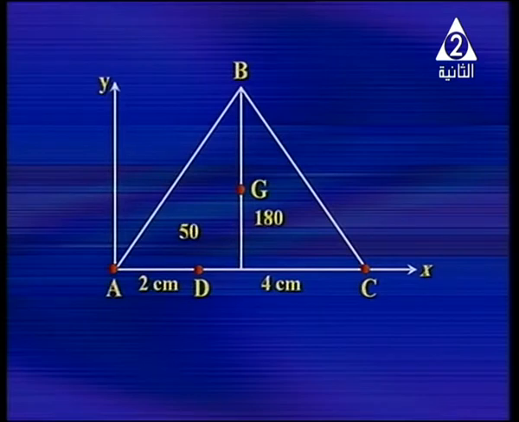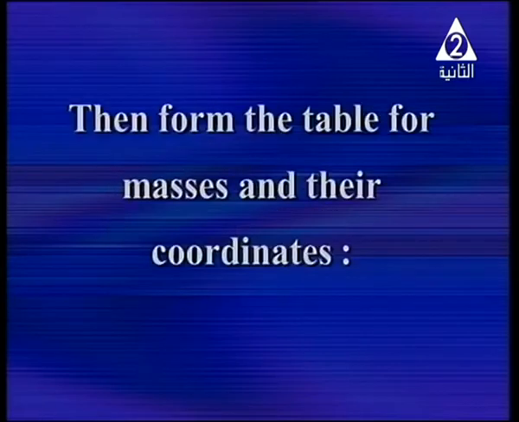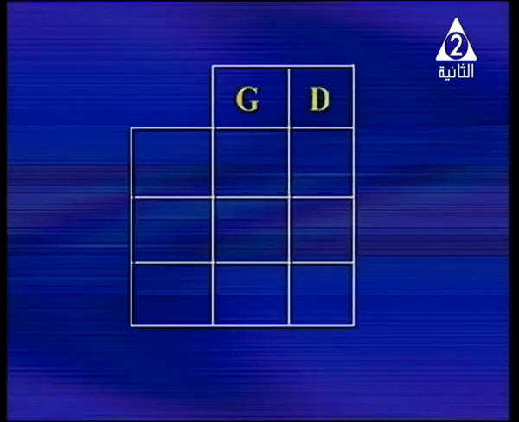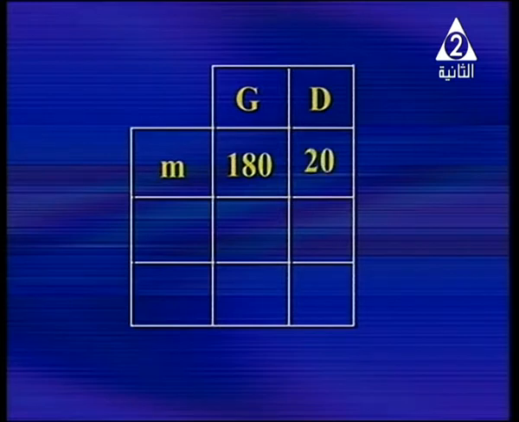Then, 180 is the weight or mass of lamina ABC. Don't distribute it about A, B, C. Then form the table for masses and their coordinates. Look, we have G and D, 2 points only. What is the mass at G? 180. What is the mass at D? 20. We have 2 masses only: the mass of the lamina, and the second mass at point D is 20 gram.